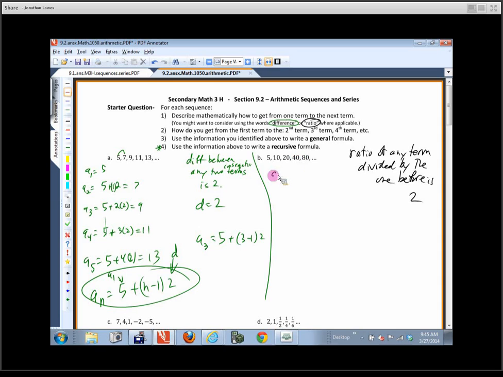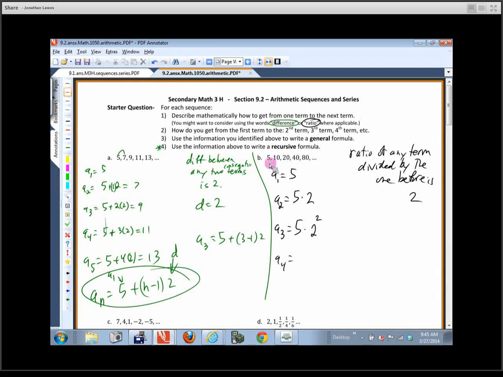So the first term is 5 again. How do I do the second term from the first term? 5 times 2. How do I do the third term? I've got a times by 2 and times by 2 again, so the easiest way to write that is 2 squared, right? Times by 2, times by 2, times by 2.